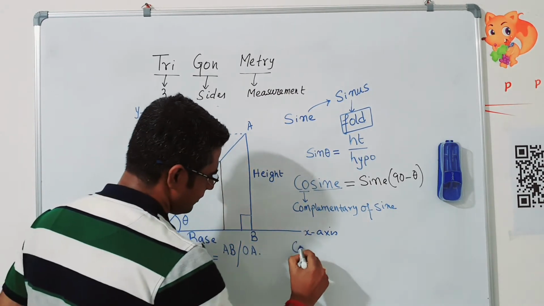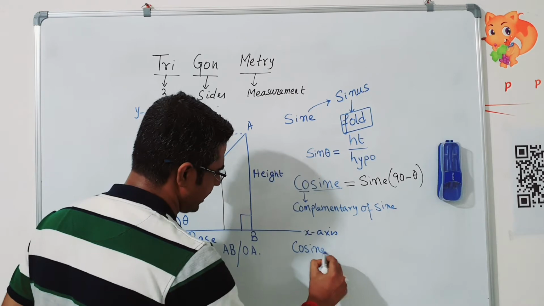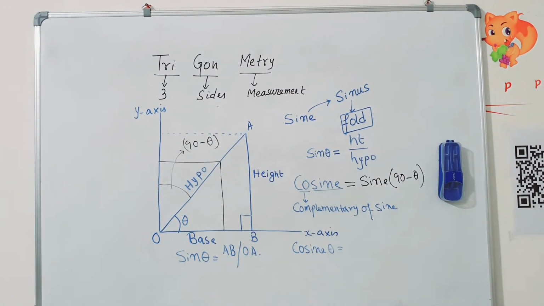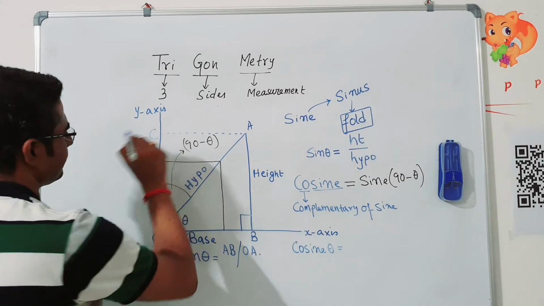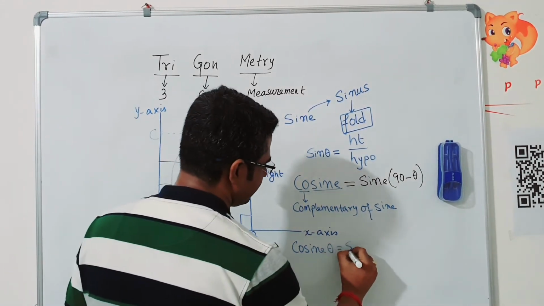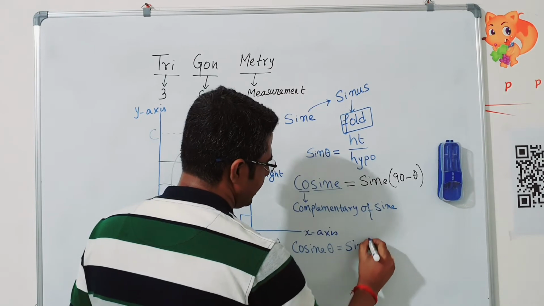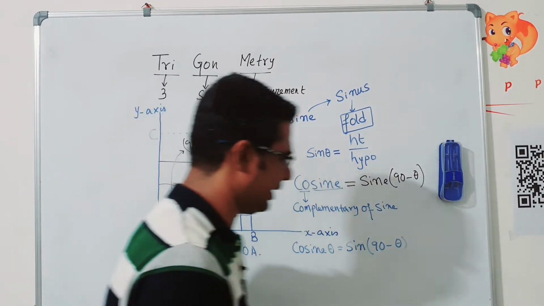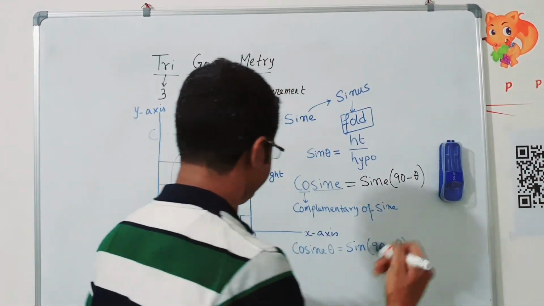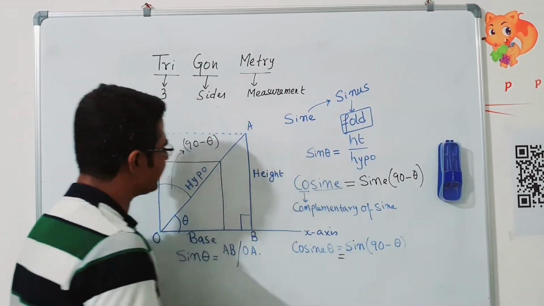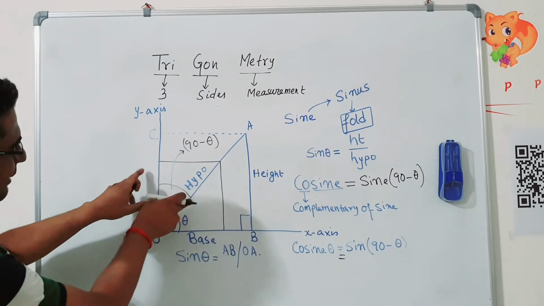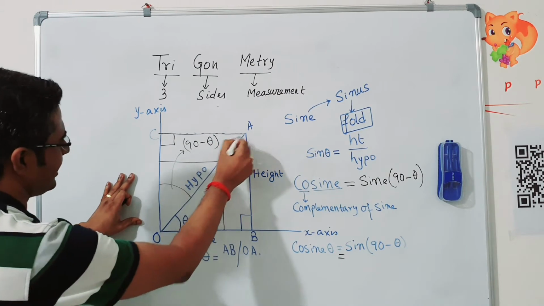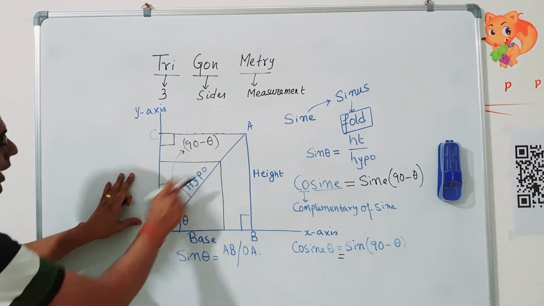Next, if I want to go for cosine theta, what happens then? Cosine theta is what? Sine 90 minus theta, the complementary angle. Clear? So that is this angle, sine 90 minus theta. It is again a right angle triangle. We are talking about this triangle now, OAC.